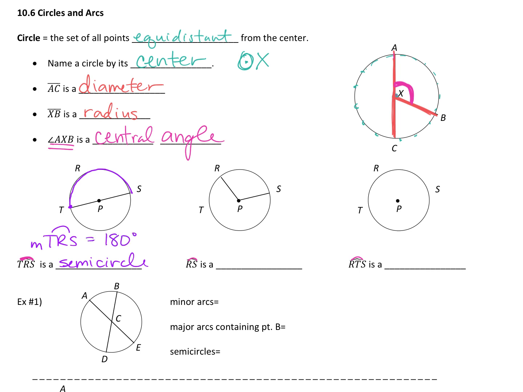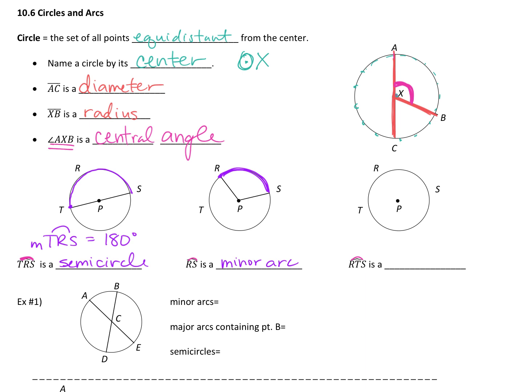Okay, when you name an arc with only 2 letters, it's the shorter distance between those 2 letters. So if I start at R, I don't want to go this way. That's the longer distance. Okay, don't go the long distance. When it's 2 letters, go the short distance. So that's this arc right here. Okay, arc RS. We call that a minor arc. And that just means it's less than 180 degrees. Okay, less than a semicircle.